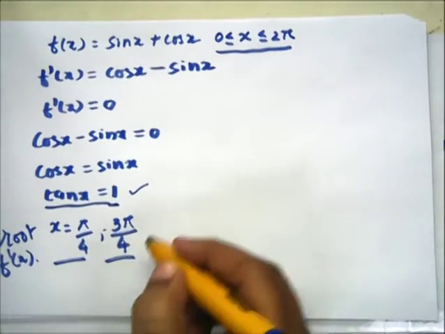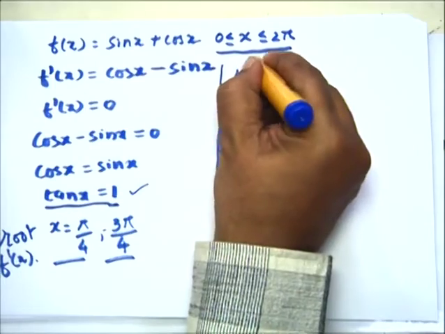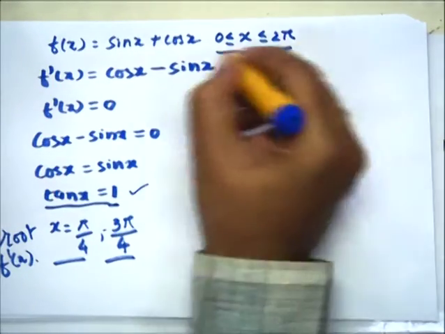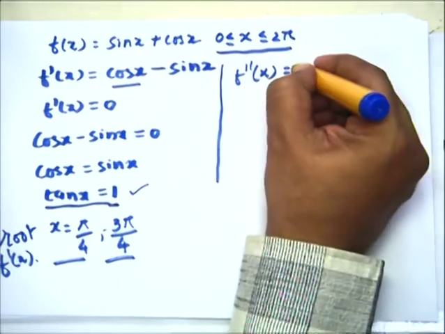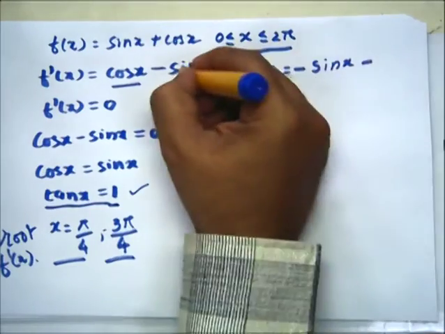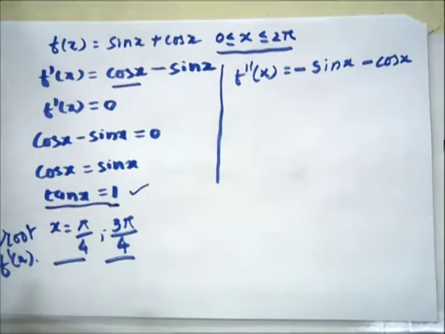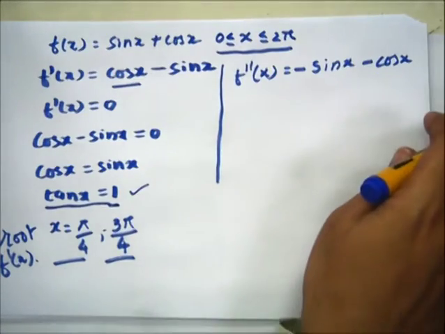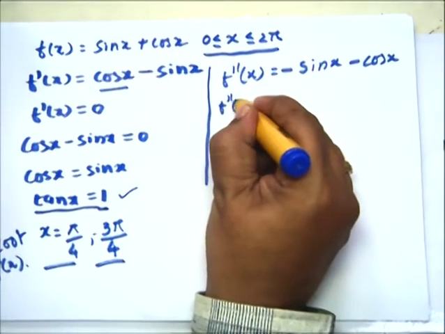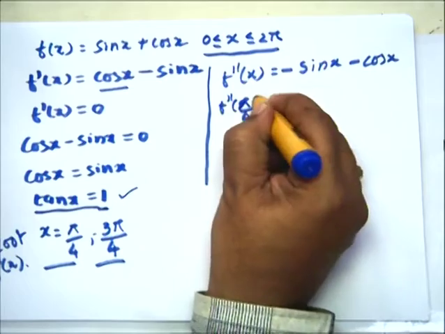Now let us find the second order derivative, that is f double dash x, which is equal to the derivative of cos x, which is minus sin x, minus the derivative of sin x, which is cos x. So this is the second order derivative of this function. Now first we'll put x is equal to pi by 4 in f double dash x.